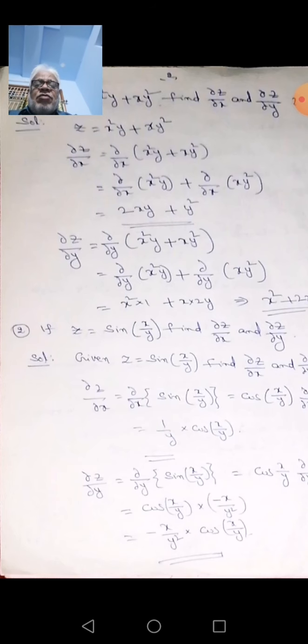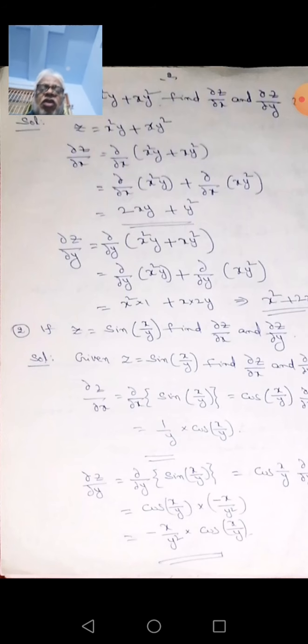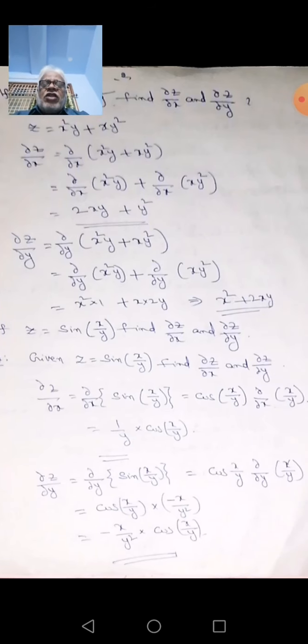You take another example. If z is equal to sin of x by y, find dou z by dou x and dou z by dou y. It means dou z by dou x is equal to dou by dou x of sin of x by y, that is cos of x by y. How? What is the differentiation of sin x? That is cos x. Cos of x by y.